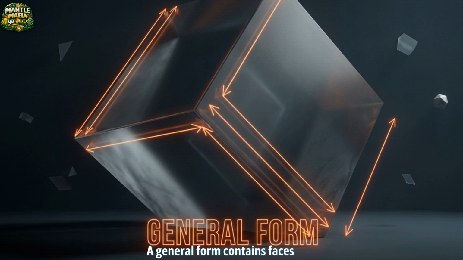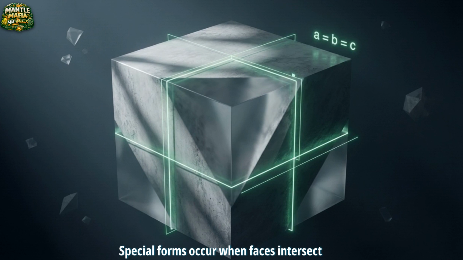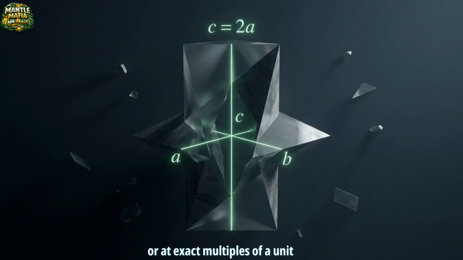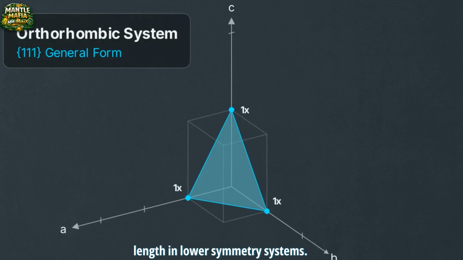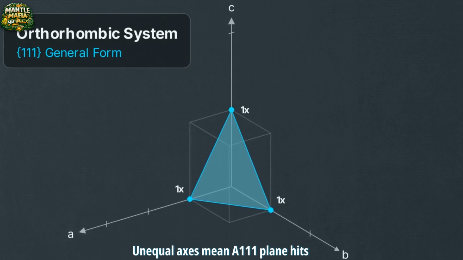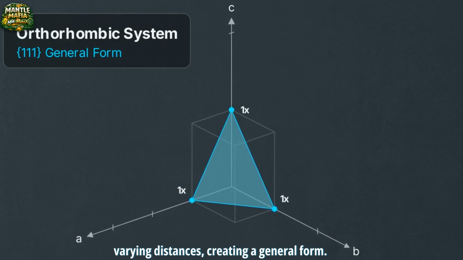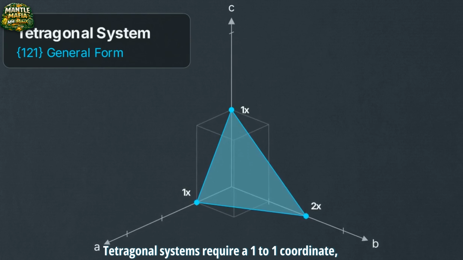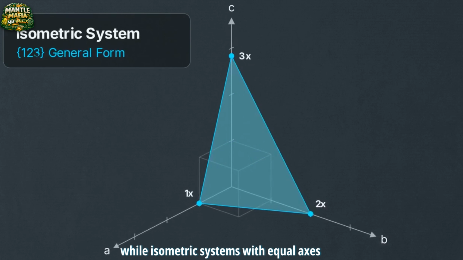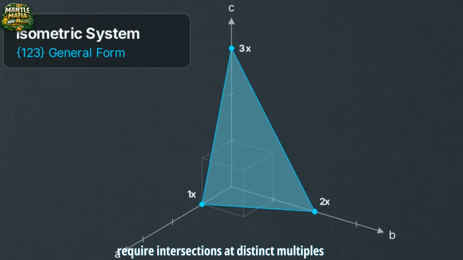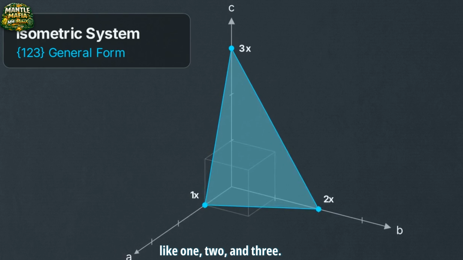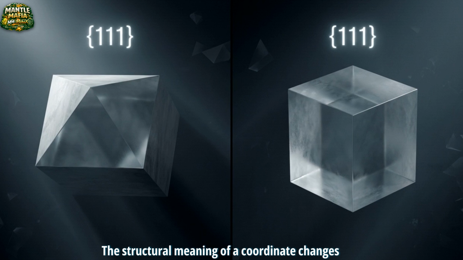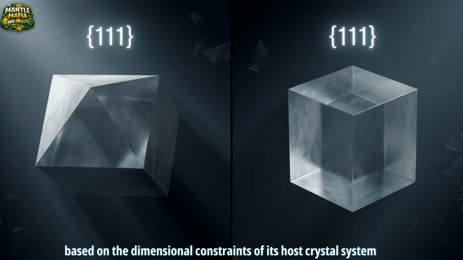A general form contains faces that intersect all of the crystallographic axes at entirely different lengths. Special forms occur when faces intersect two or more axes at equal lengths, or at exact multiples of a unit length. In lower symmetry systems, unequal axes mean a 111 plane hits varying distances, creating a general form. Higher symmetries shift these rules. Tetragonal systems require a 1-2-1 coordinate, while isometric systems with equal axes require intersections at distinct multiples, like 1, 2, and 3. The structural meaning of a coordinate changes based on the dimensional constraints of its host crystal system.